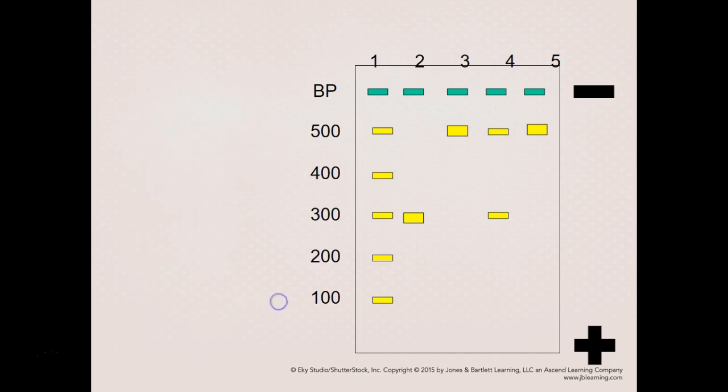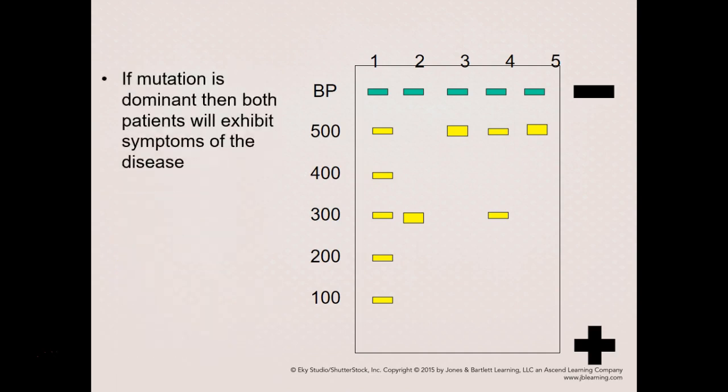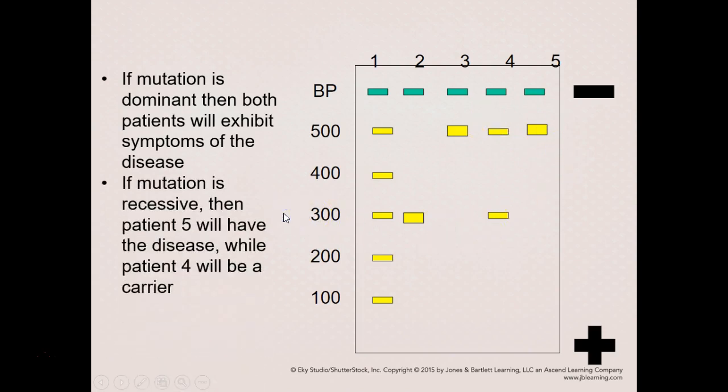So it would depend on if the mutation is dominant or recessive in this case. If the mutation is dominant, then both patient 4 and 5 are going to show the disease. Whereas if the disease is recessive, then patient 4 is a carrier and can pass on the mutated gene to his offspring, or her offspring. But patient 5 has the disease and also will pass it on.